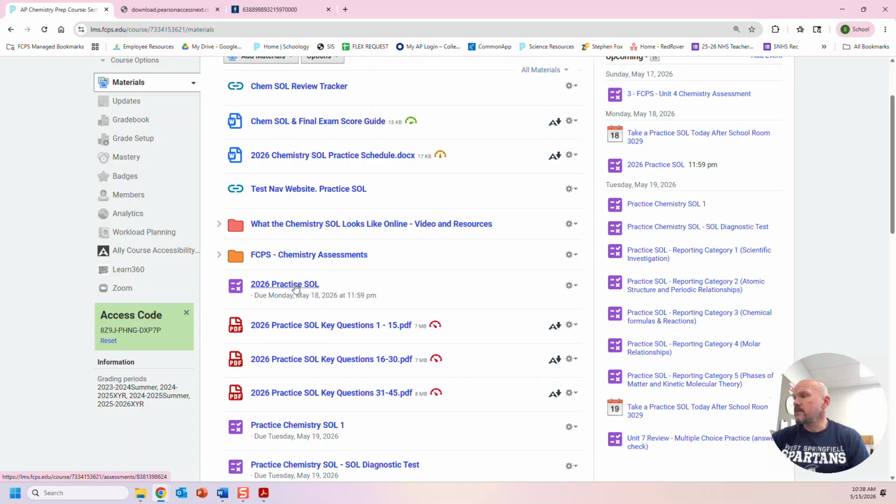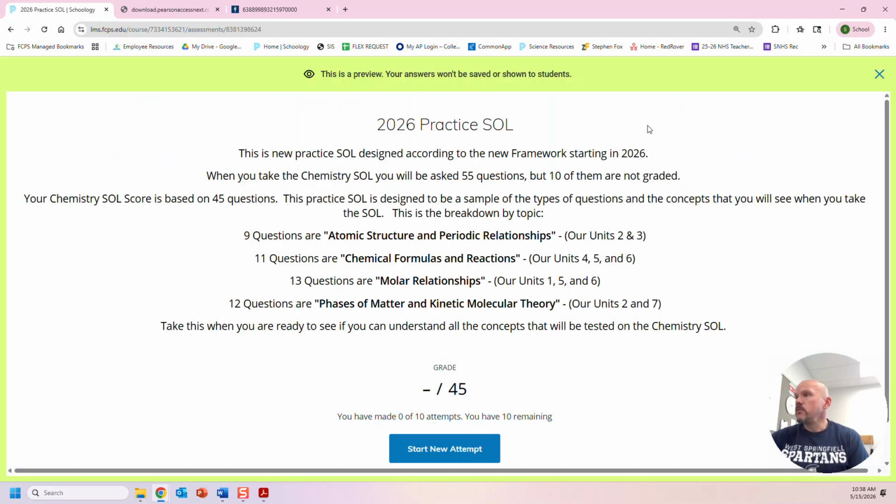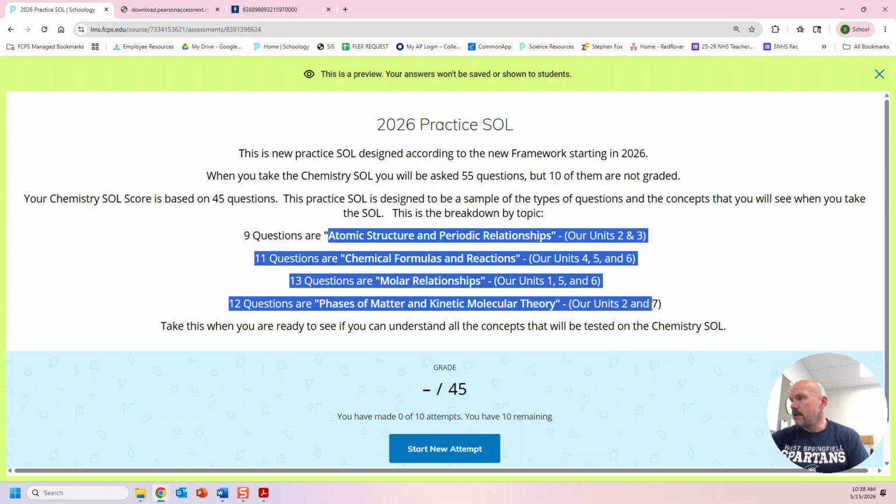But understand why this is probably a really good practice SOL for you to take. If you're not going to do all of the practice, this is the one to make sure you do. Because as you start it, I've broken down how I made this specific test, according to the SOL blueprint that the Virginia Department of Education puts out. So let's go ahead and check that out, so you can see where I'm getting the types of questions that I'm putting on this practice SOL.